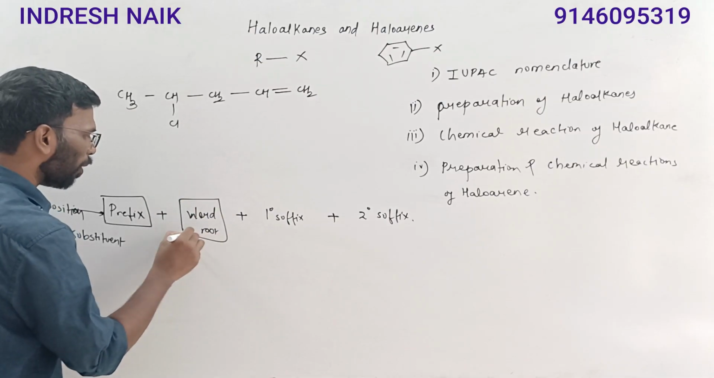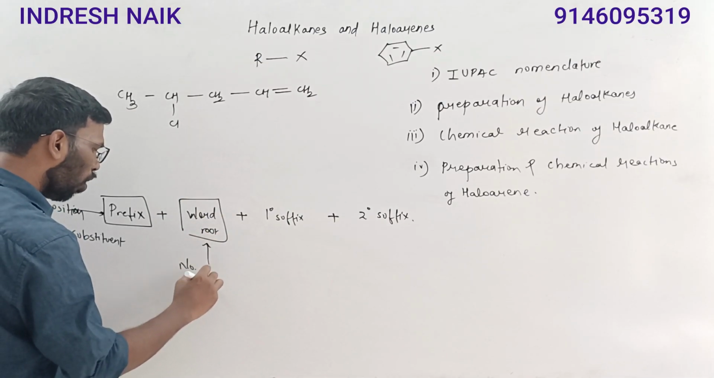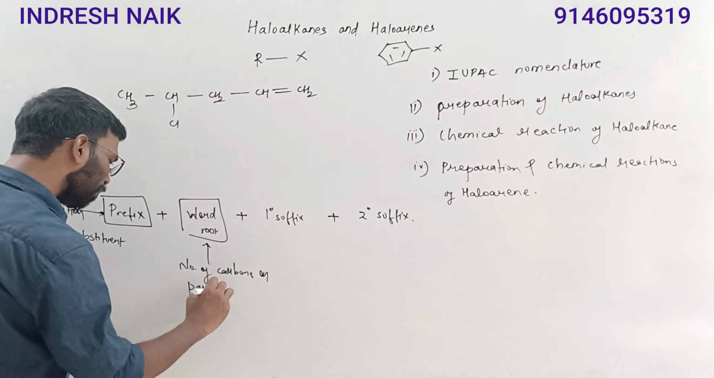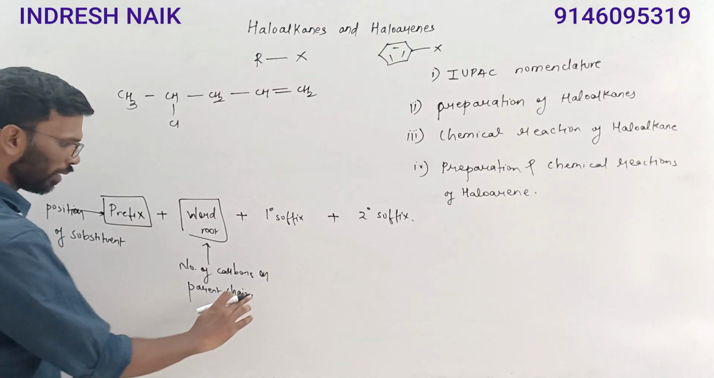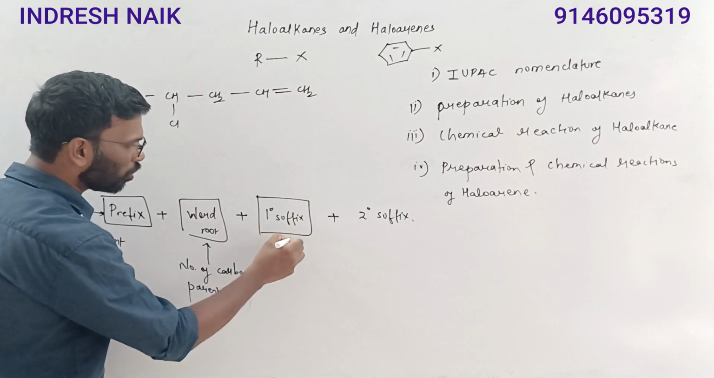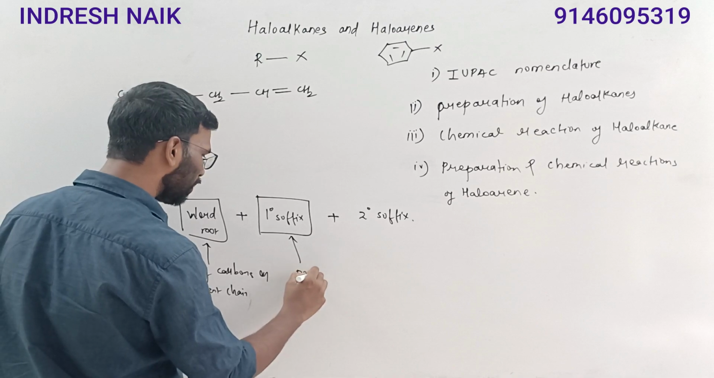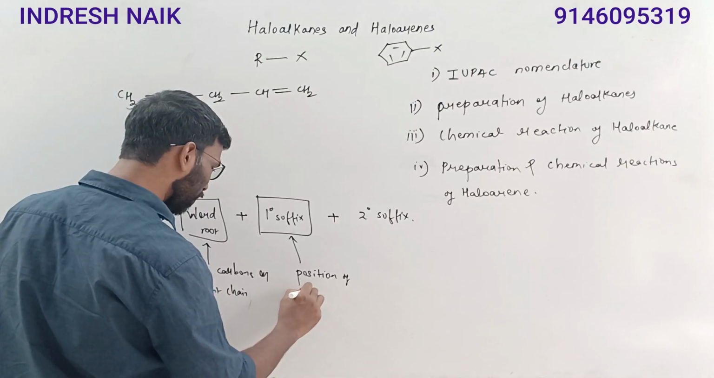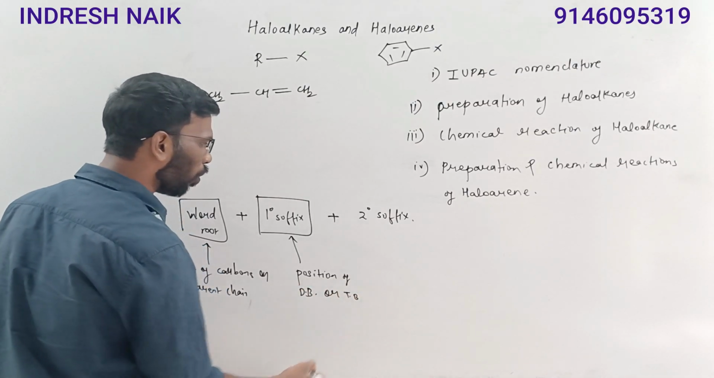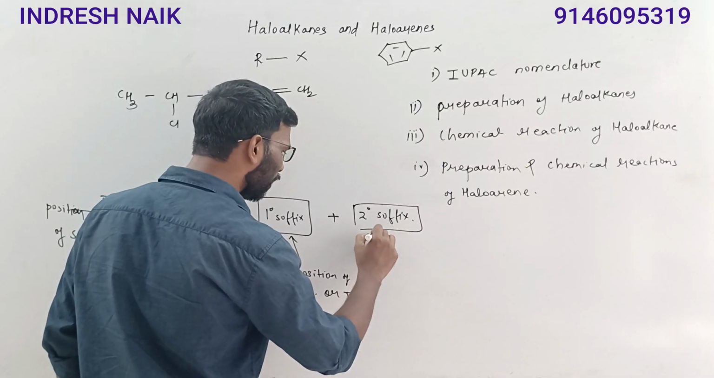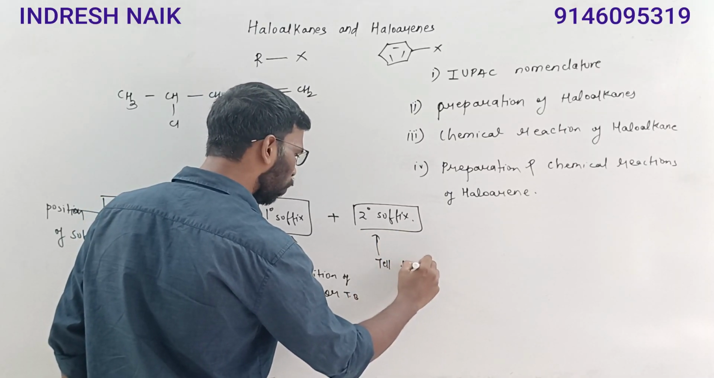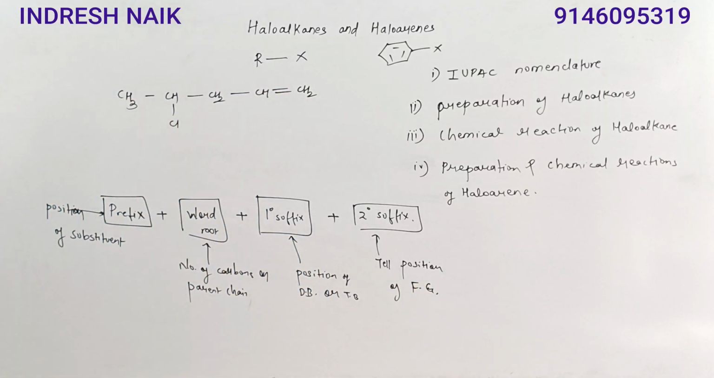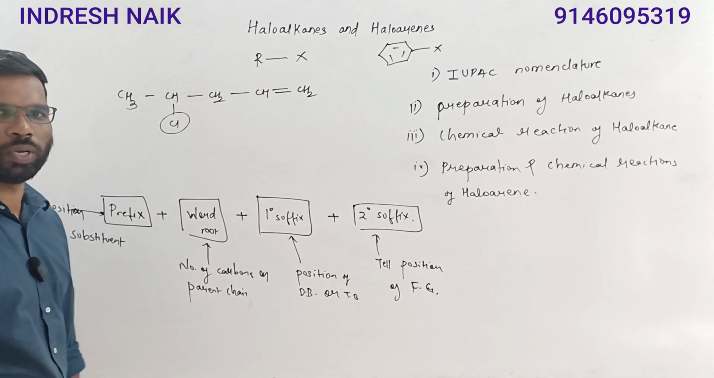What does the word root tell you about? The word root tells you about the number of carbons on the parent chain. The primary suffix tells you about the position of a double bond or triple bond, and the secondary suffix tells the position of the functional group. It is this simple. So over here you see there is a substituent. One chloro is a substituent, right?